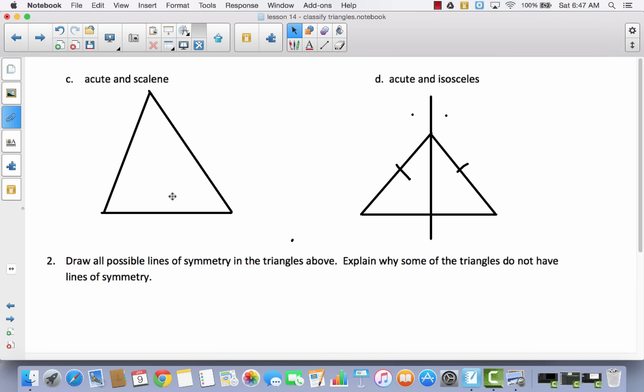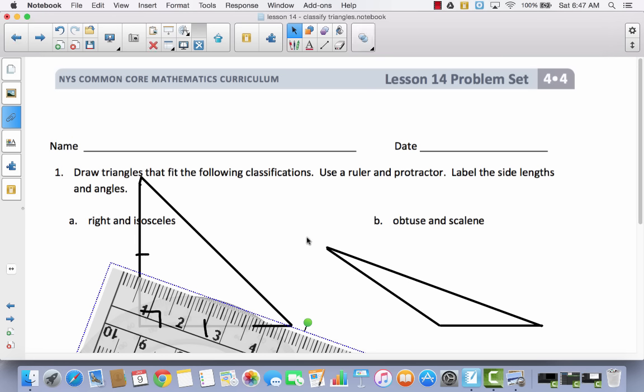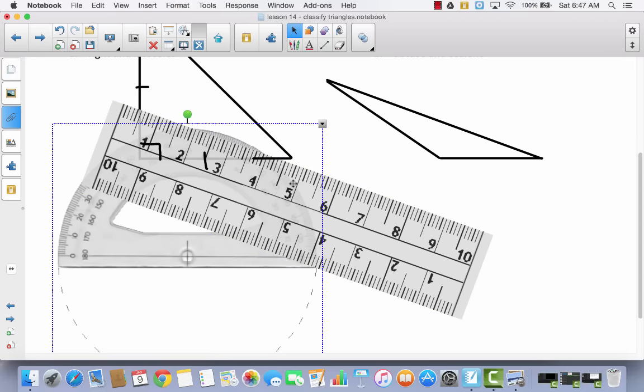If you could cut this out and fold it in half, this side should match up to this side. Now, on this triangle, even though it almost has a line of symmetry right here, technically, because this side is not the same length as this side, it cannot have a line of symmetry because this side would have to be exactly like this side. All right, so let's go back to A and B.